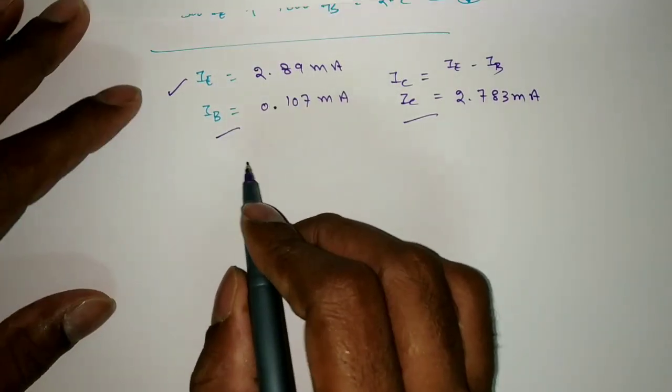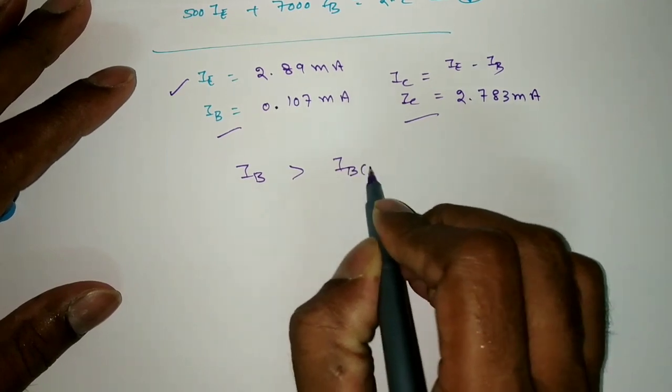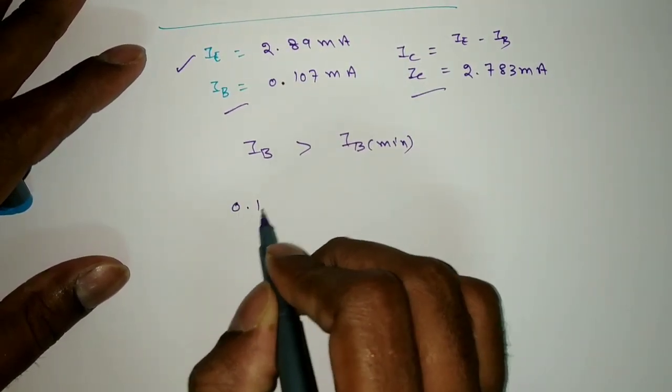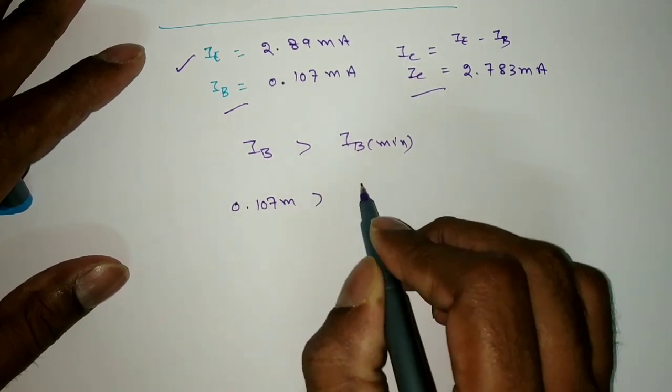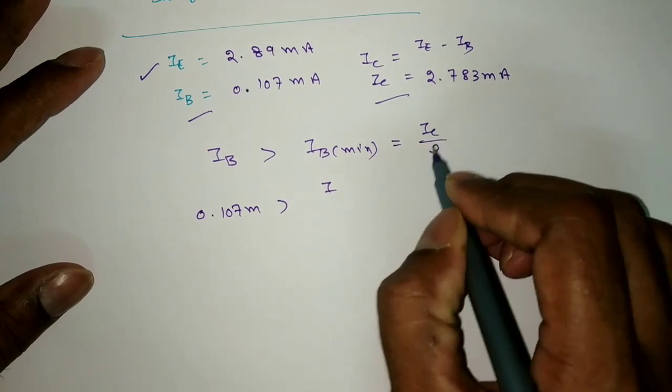And what is the condition we should satisfy? IB should be greater than IB minimum. So we got 0.107 milli. And what is the formula for IB min? IC by beta. So what is IC?